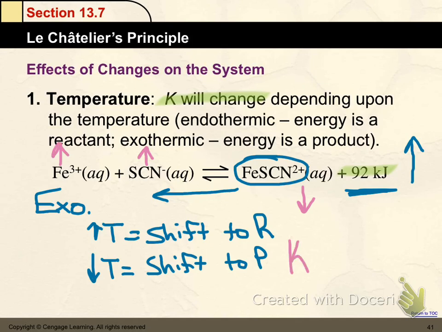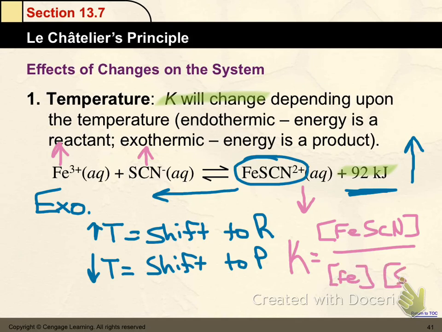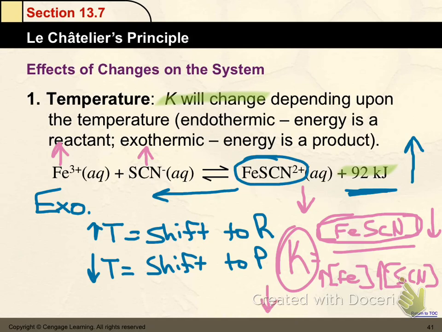Well, let's take a look at what K is. For this particular reaction, K is, let me go back here, there we go, FeSCN divided by Fe and SCN. If we decrease this stuff right here, if that goes down, this goes up, and this goes up, what's going to happen to K? K is going to go down, isn't it? K will go down. Yep. So that's why I wanted to make that statement at the beginning of the slide, that a temperature change affects K. Not the case for anything else. Not the case for concentration, not the case for pressure, as we'll see in a little bit. But certainly the case with temperature change. Okay.